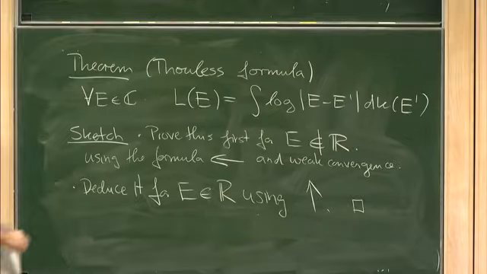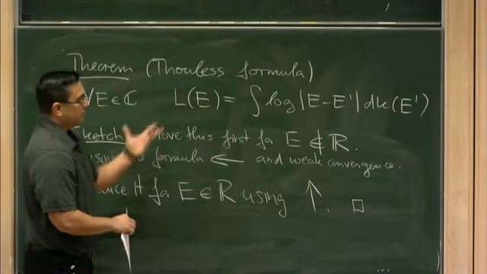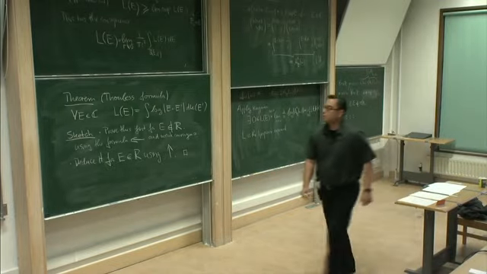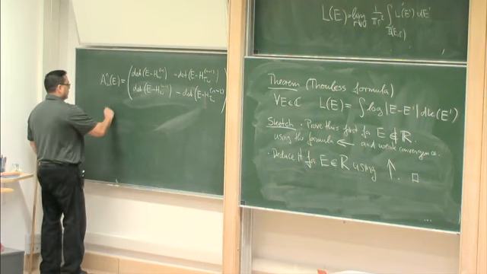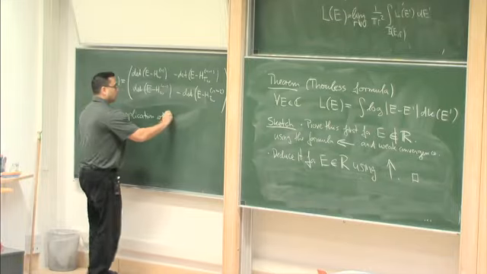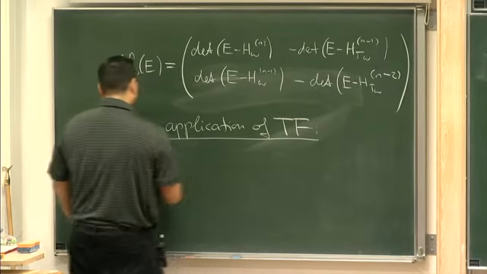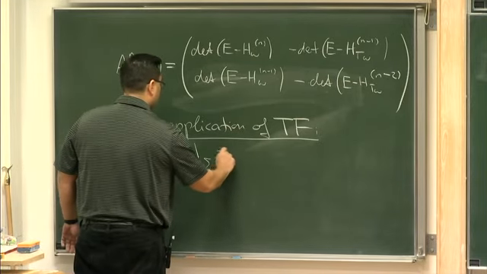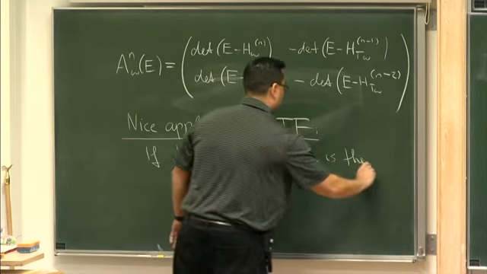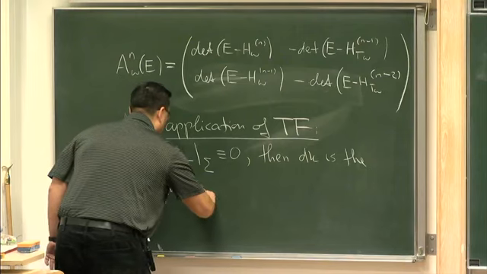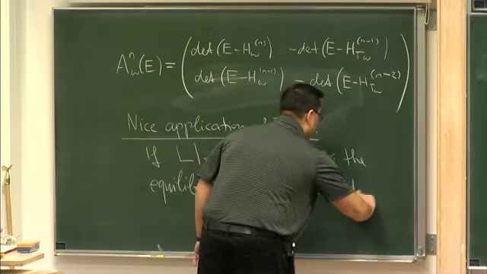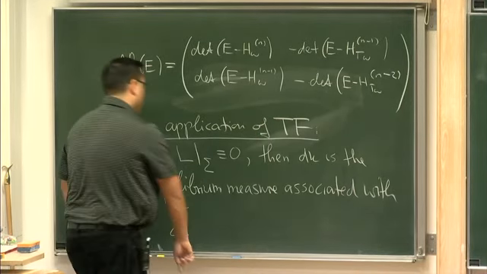All right, so Thouless's formula initially is interesting because it relates these two concepts, but of course it is interesting also for other reasons, some of which will be explained by Barry. So, a nice application, but I won't introduce the necessary terminology. If L vanishes on the spectrum, then dk is the equilibrium measure associated with sigma.